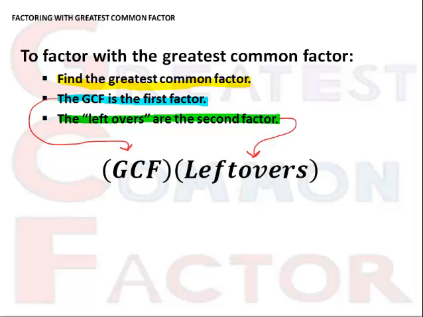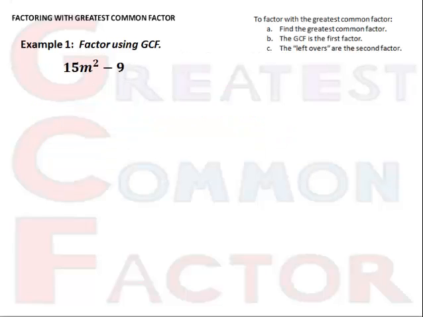So let's go ahead and look at example 1 and just work through it and see how it goes. Alright, we want to factor using GCF. We're going to factor 15m squared minus 9. So the first thing is I want to find the greatest common factor of those two terms in this binomial. So I'm going to take 15m squared and factor it into its prime factors. Things that multiply to make 15 are just 3 times 5. And you can't factor either of those any further, so they're prime, so we're going to leave them 3 times 5. And then I have m squared, so that's 2 m's.